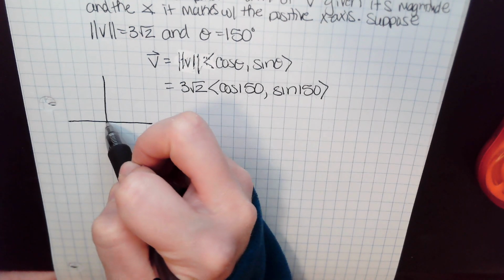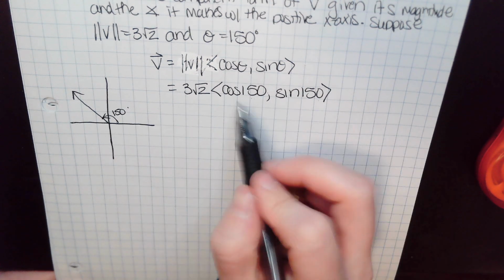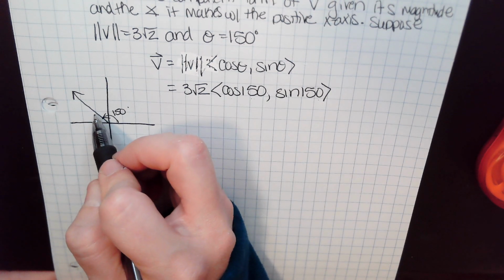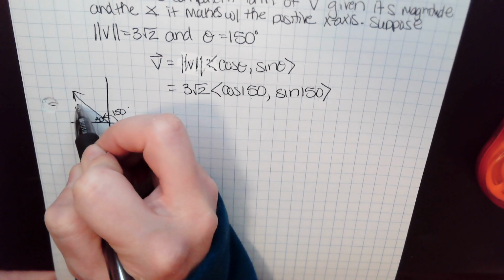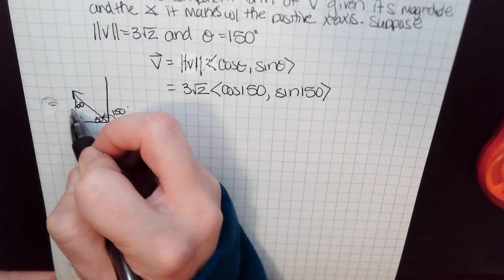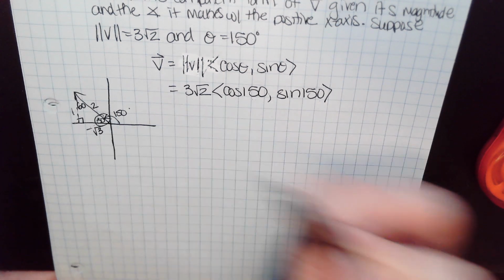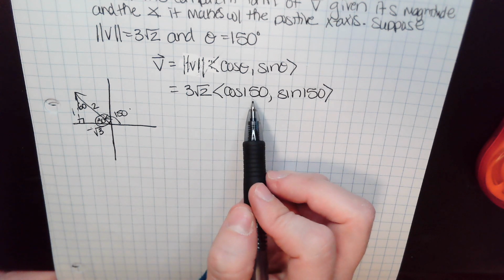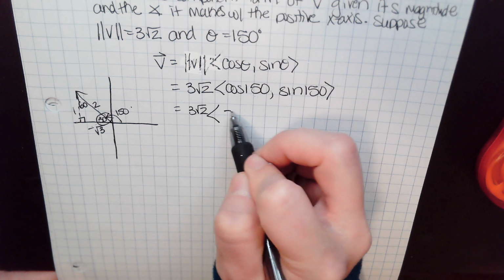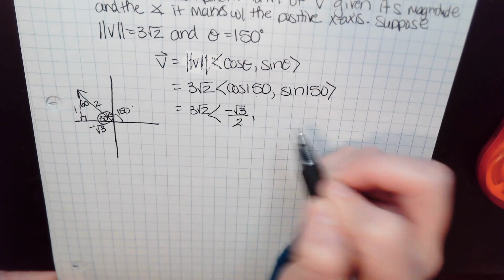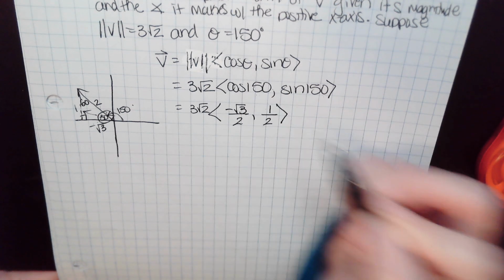So 150 degrees is in quadrant 2. So I want to find the cosine of 150. I need to find my reference angle. 180 minus 150 is 30. Drop my perpendicular. I have a 30, 60, 90 triangle. Label it. Hypotenuse is always positive. And now I'm finding the cosine of 150, which is adjacent over hypotenuse. So adjacent is negative rad 3, hypotenuse is 2. And then sine: opposite is 1, hypotenuse is 2.